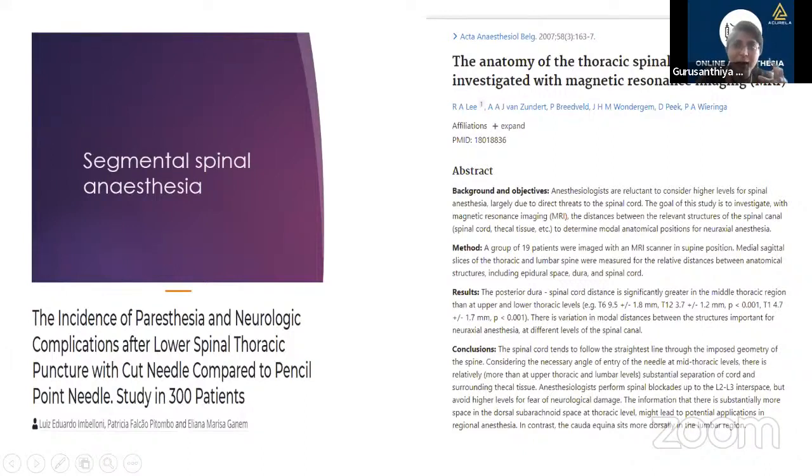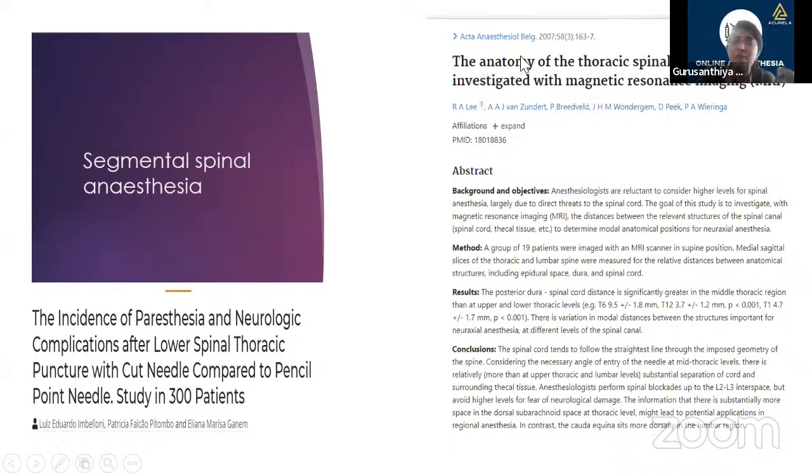Coming on to segmental spinal anesthesia, this was one bold choice which we made because of the evidence which was available. Not every time are common things common; we also have to look for uncommon things and try out if it would work in that particular patient. We went ahead with the evidence that regarding paresthesia and neurological complications, there was no neurological injury in 300 patients in the study that was done.